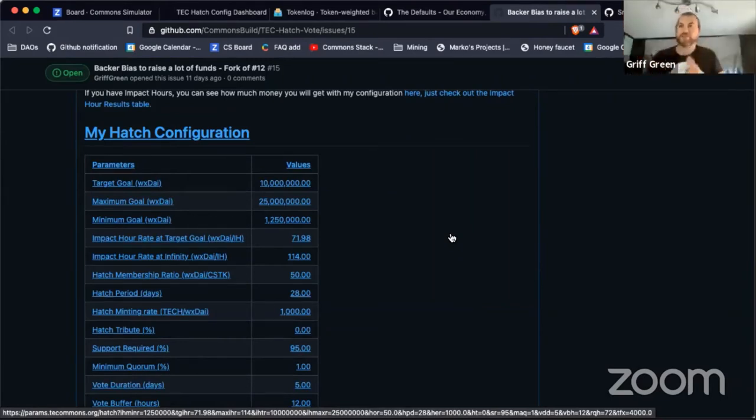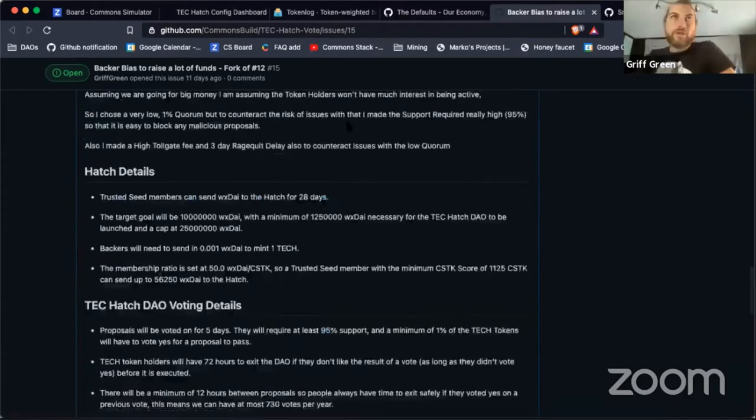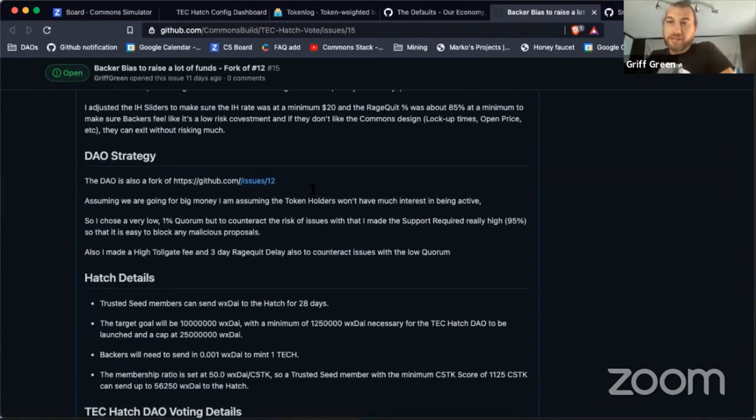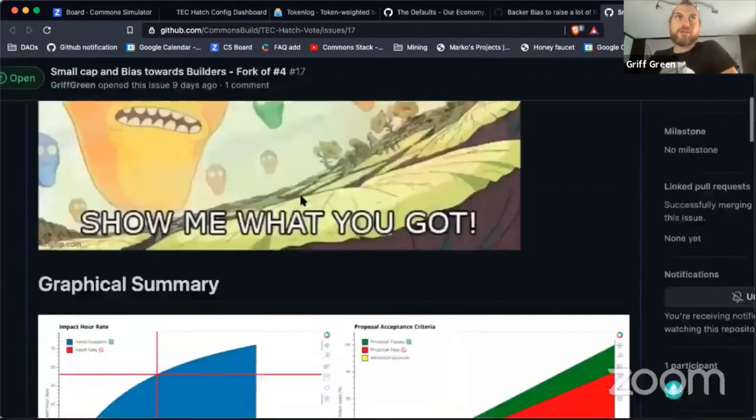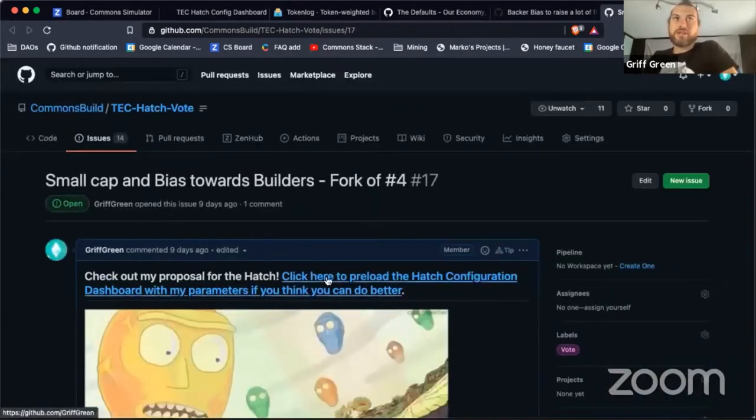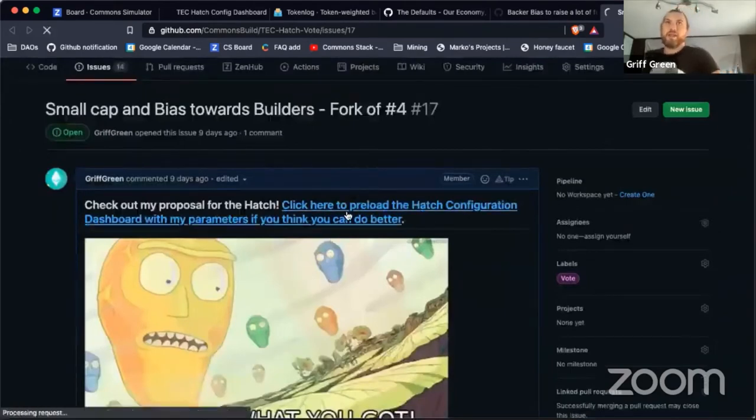The range of funding options matters. If you're thinking there's no way we're raising less than a million, but you can't imagine us raising more than 5 mil, then that's the only space you really need to worry about. And then see how we want to reward everyone. If you want to focus on a high rage quit, a low risk for people to send money in, then maybe start by forking the one with backer bias. And if you want to start with one that rewards the builders, maybe start with the one that says small cap, and you can just click this link here and it will preload this person's submissions.